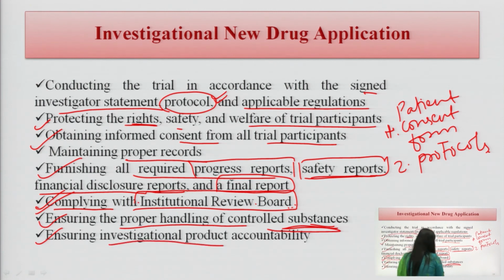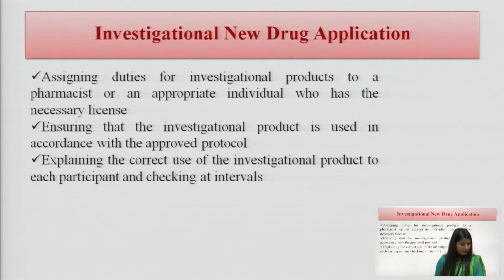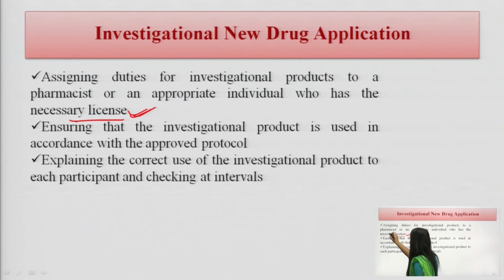Ensuring investigational drug accountability, I told you in the previous slides also, whatever quantity is received, whatever amount is given to the patient, how it is returned, what the discard procedures are. So it should be mentioned in the IND application. Another is that the necessary license should be there. Whosoever is performing, like the pharmacist or the physician, what licenses they have should be mentioned. Who is the principal investigator? Who are the co-investigators for the clinical trial or clinical research?